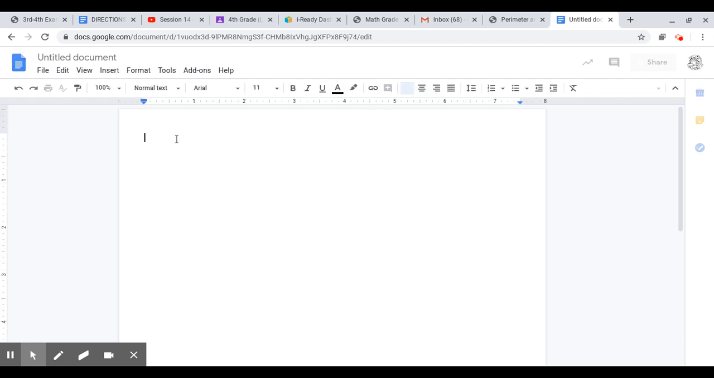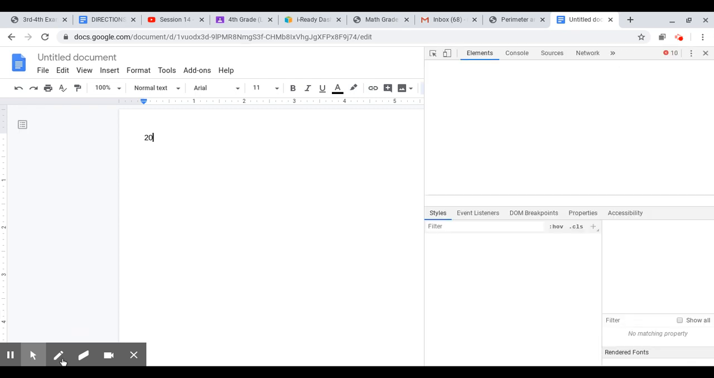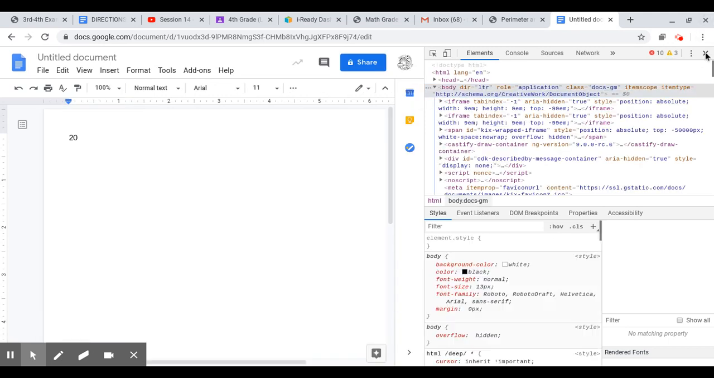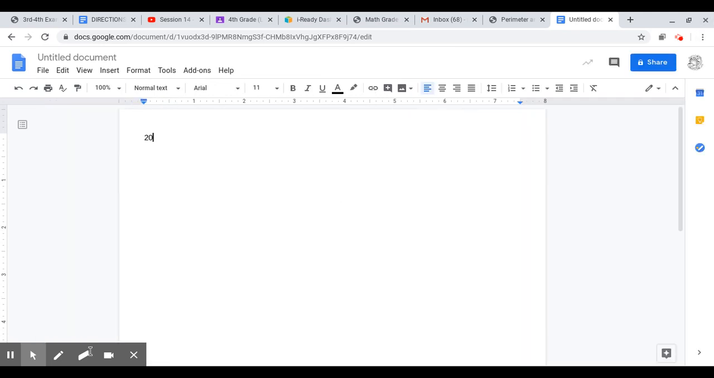So one side of your rectangle is 20. Oops. Oh, there they are. I don't know what's going on. Okay. So you have a rectangle. Sorry, I don't draw very well on the computer.